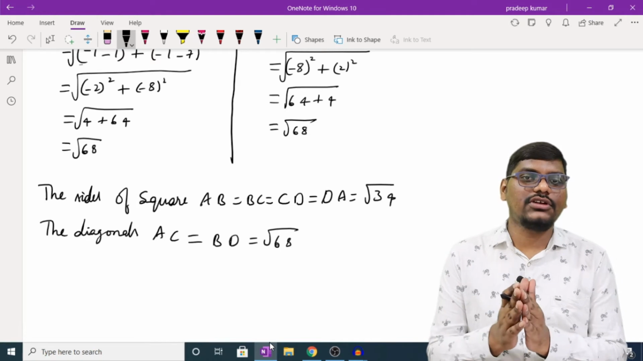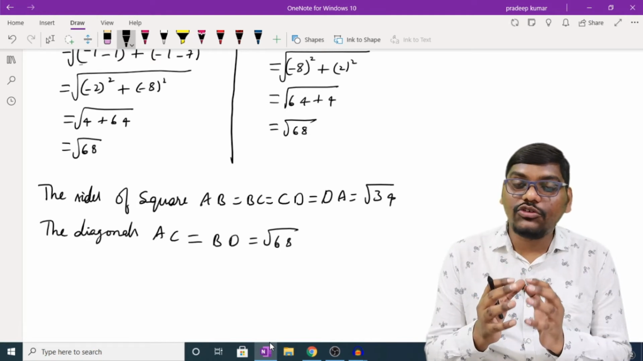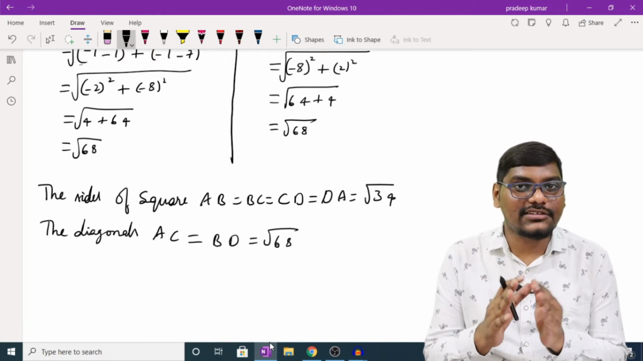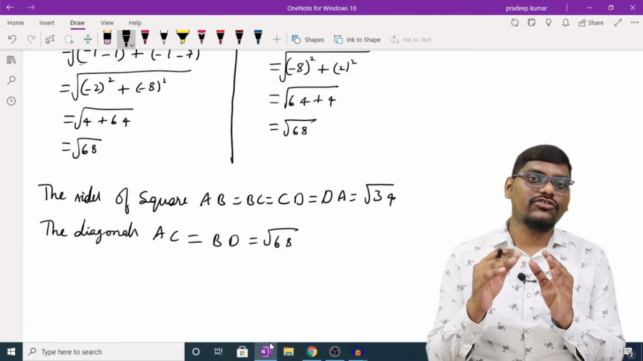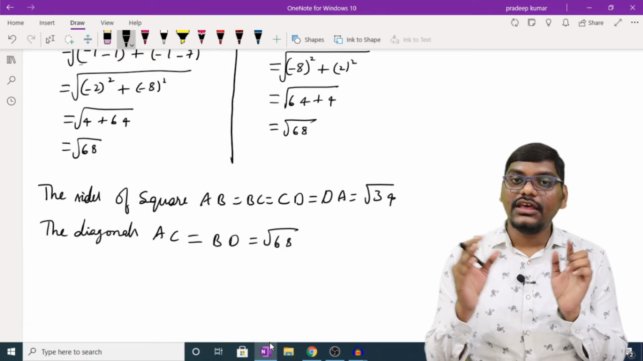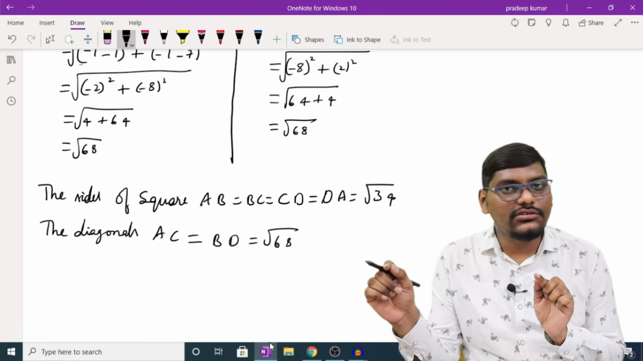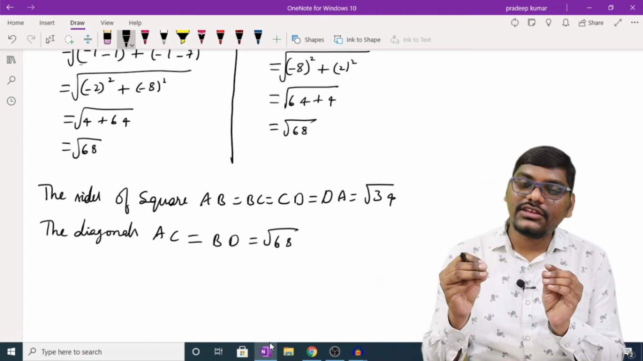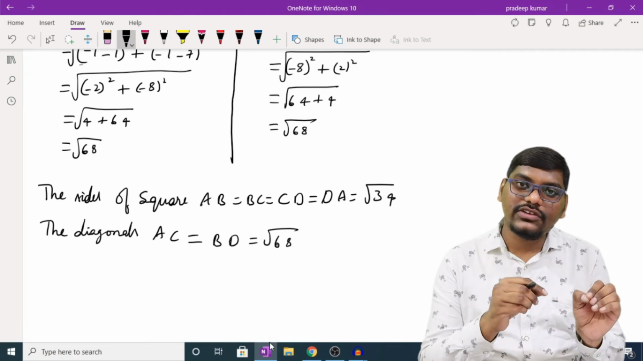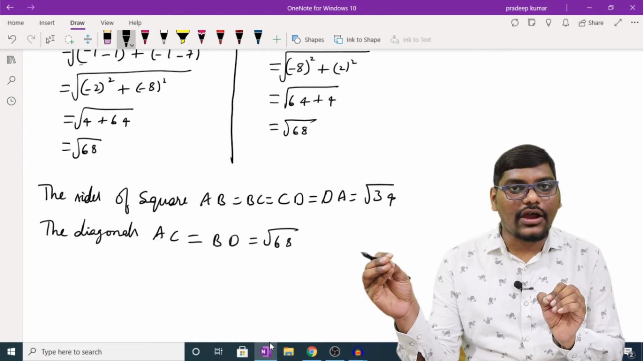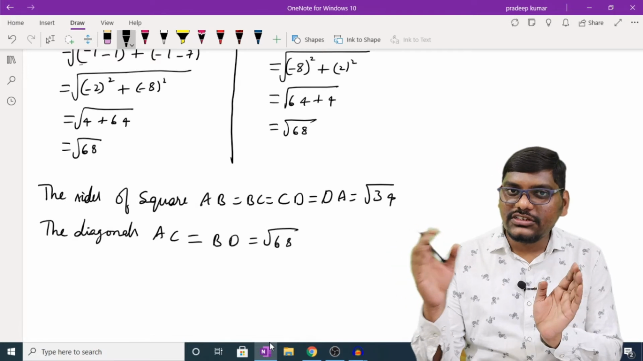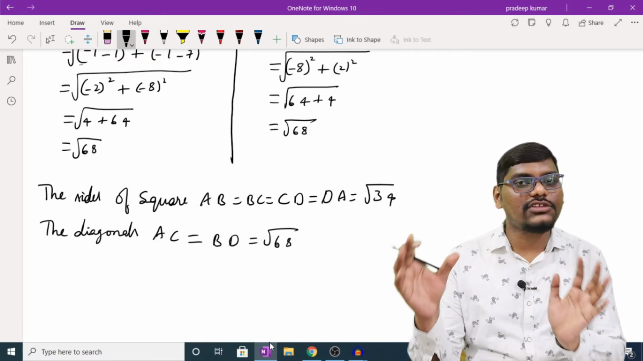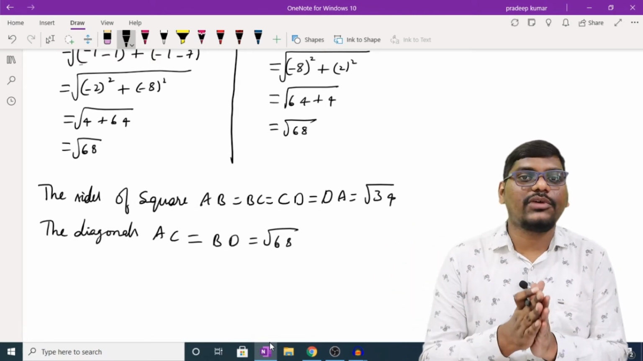So now we understood that the distance between 2 points formula we can use in 3 cases. The very first case is that if you just want to find the distance between any 2 points, then you will use the distance between 2 points formula. The second thing is, if we are finding the distance between the origin of the coordinate and some point, so the distance between the origin and the point, then also we use the distance between 2 points formula.